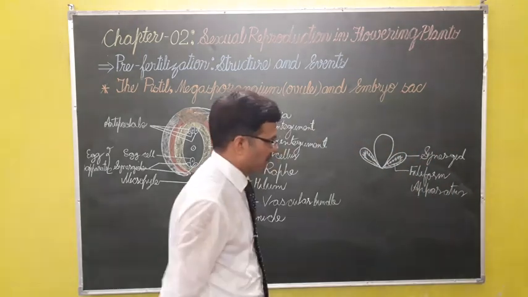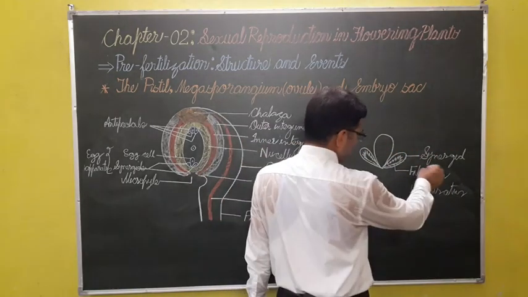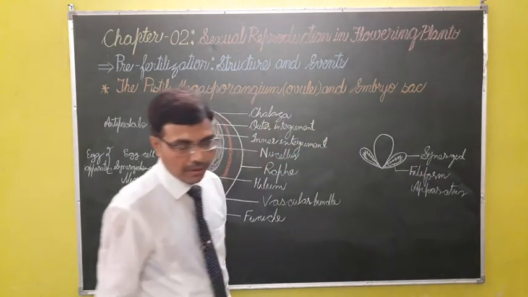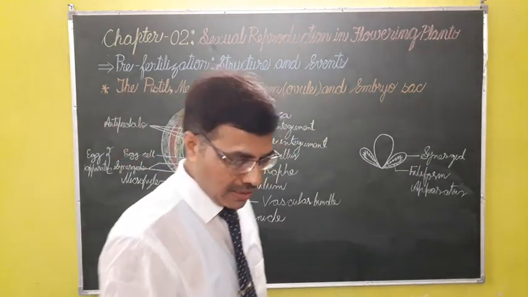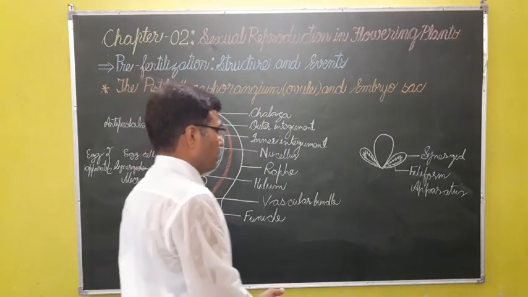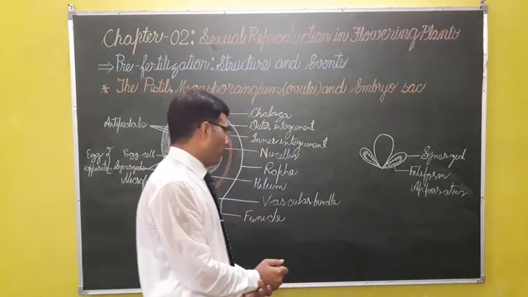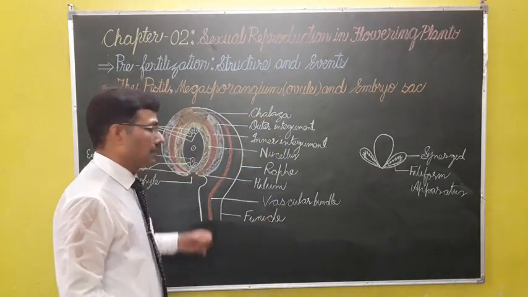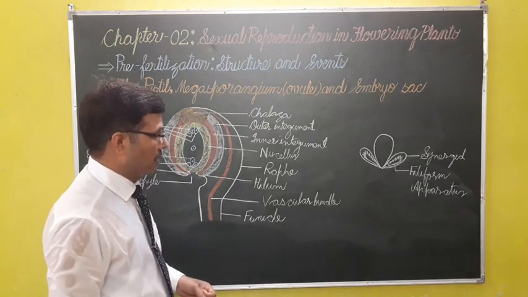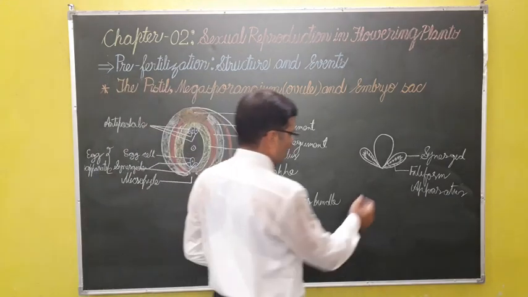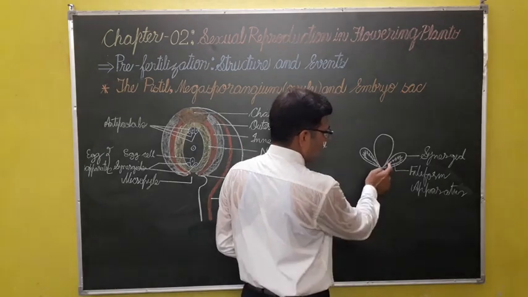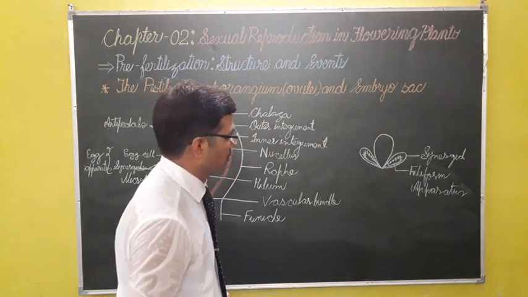Filiform apparatus. Now, a question arises: what is the role of the filiform apparatus? So, students, the filiform apparatus guides the pollen tube so that the pollen tube enters inside the embryo sac through this synergid with the help of the filiform apparatus.